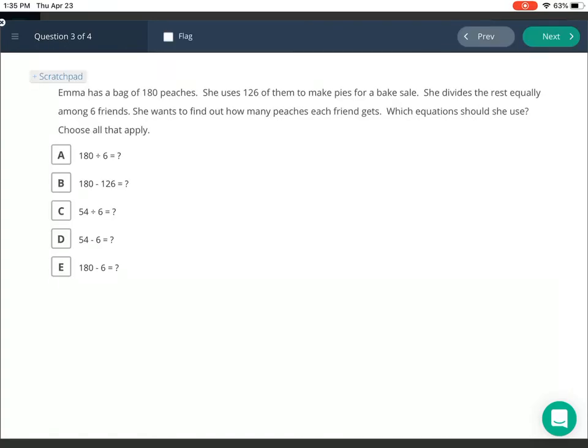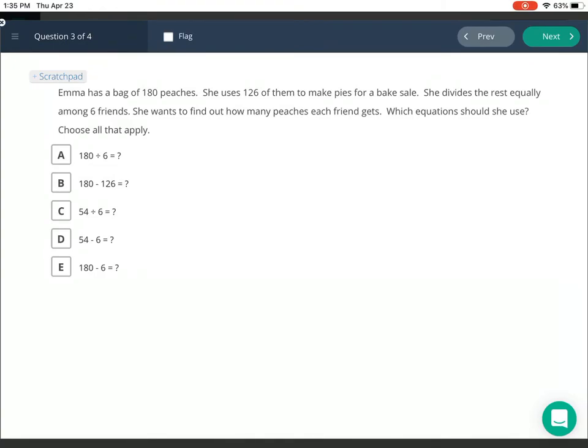Number three, Emma has a bag of 180 peaches. She uses 126 of them to make pies for a bake sale. She divides the rest equally among 6 friends. She wants to know how many peaches each friend gets. Which equations should she use?